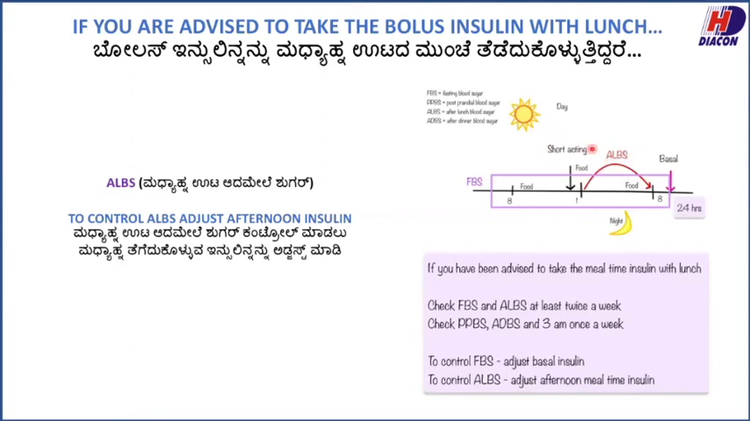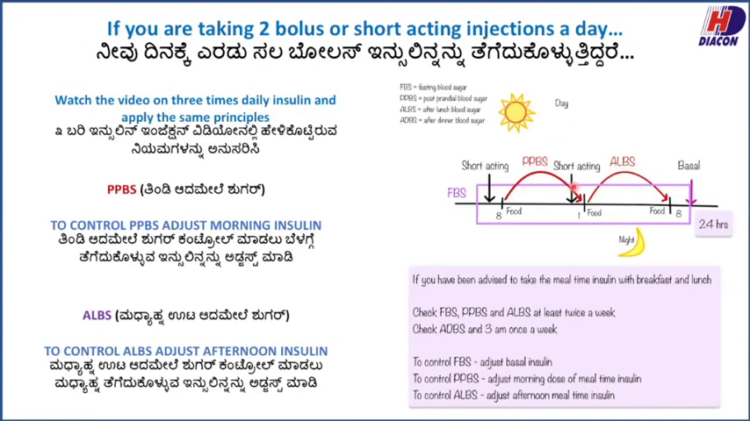If you've been asked to take the short-acting insulin with dinner, again use the same principles, but you check your after-dinner blood sugar. In order to learn how to adjust 3 injections a day, you can watch the video on 3 times daily insulin and apply the principles taught there to adjust the doses, or you could sit with us individually.